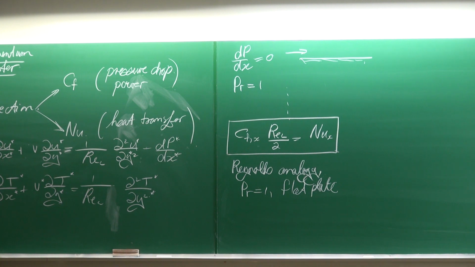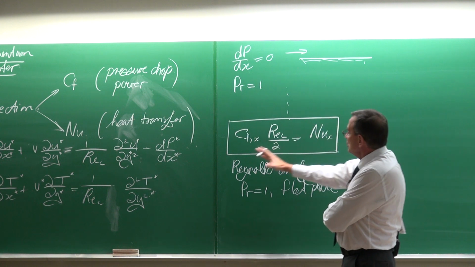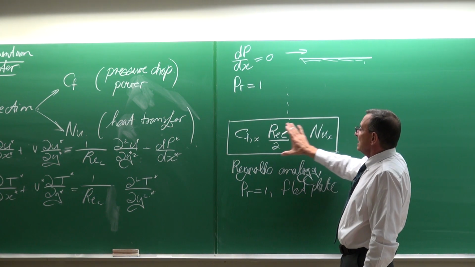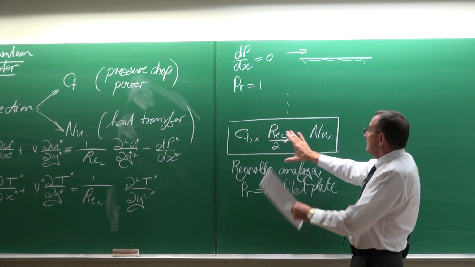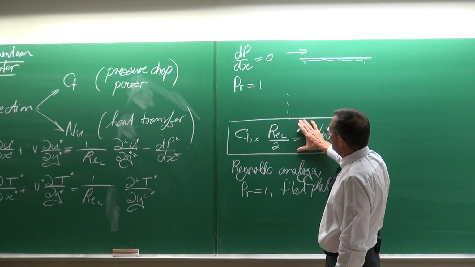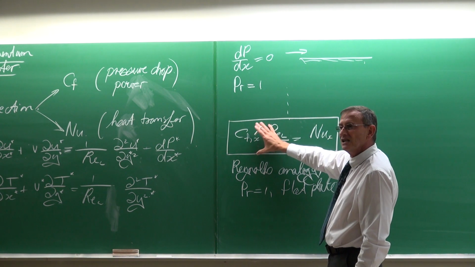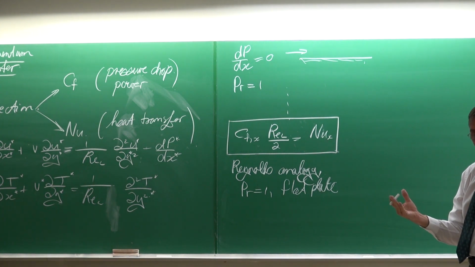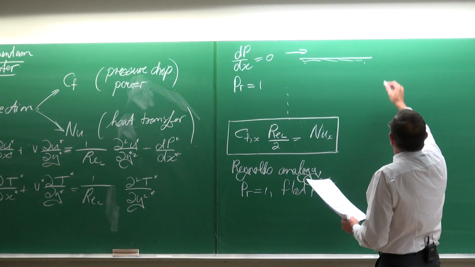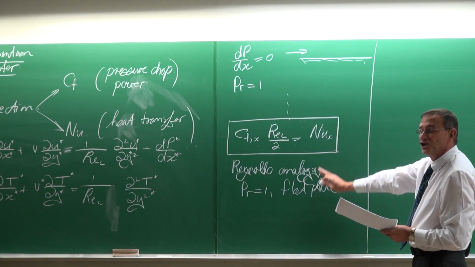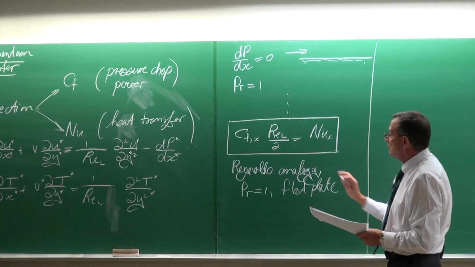Now, what does this equation tell us? It tells us, as I've mentioned previously, that if we look at the momentum, if the momentum in terms of the pressure drop and all the forces is going to increase, then the same is going to happen with the heat transfer. Now, this is the first simple type of derivation that can be derived from this equation.